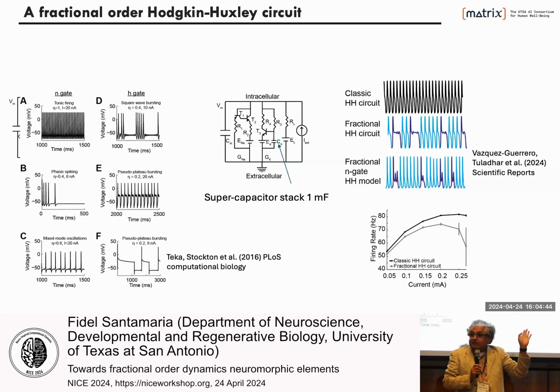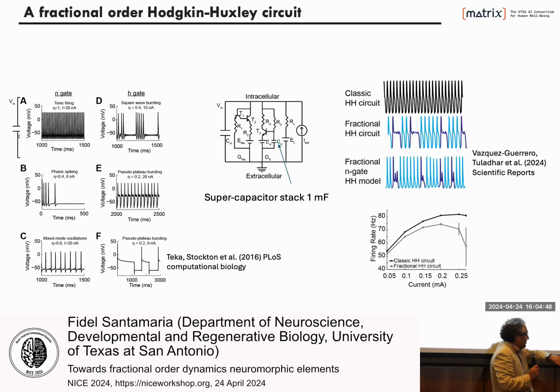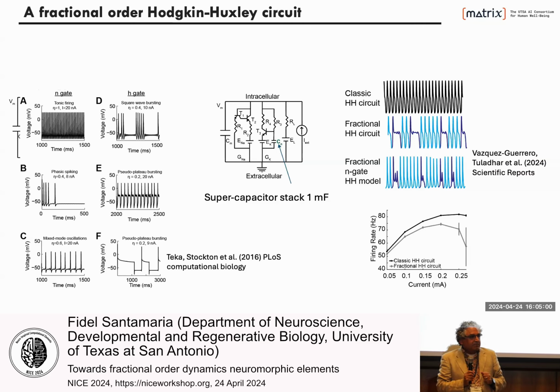The top is the classic circuit, which matches the computational model. When we inject enough current, you can see it. We can inject current, more firing rate. At one point, it starts generating these things that we call complex spikes. We went back to our computer model, and we were able to replicate them.